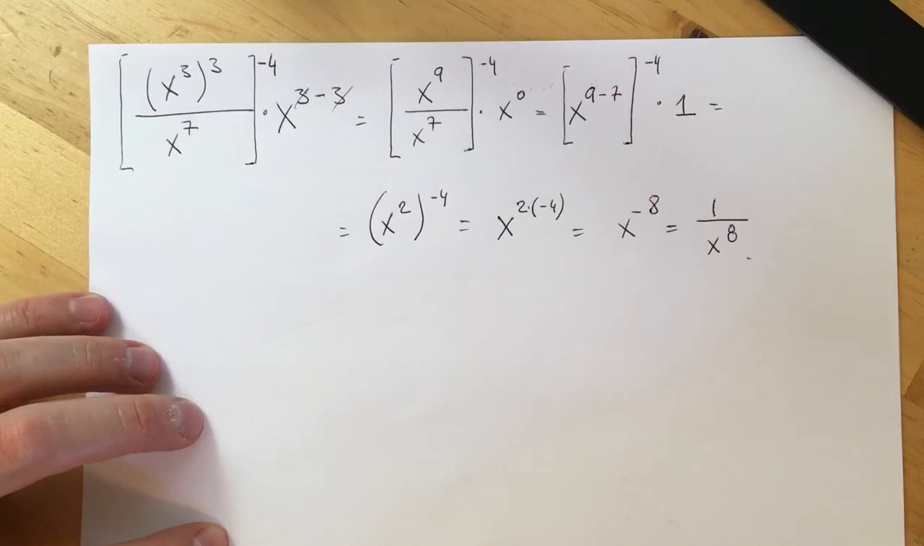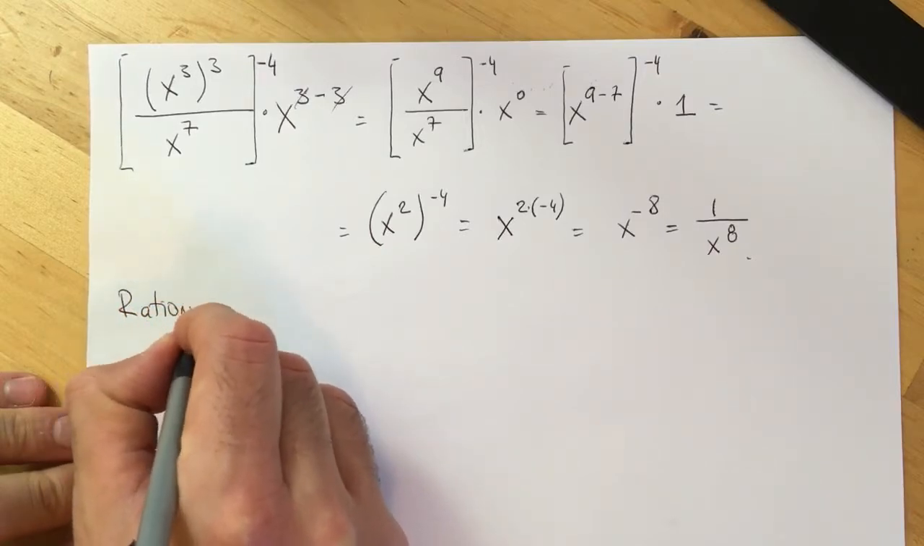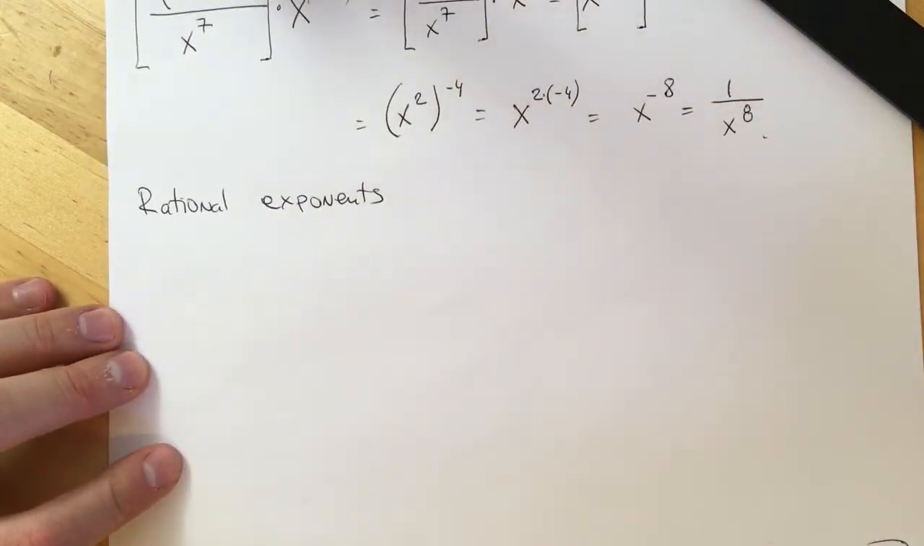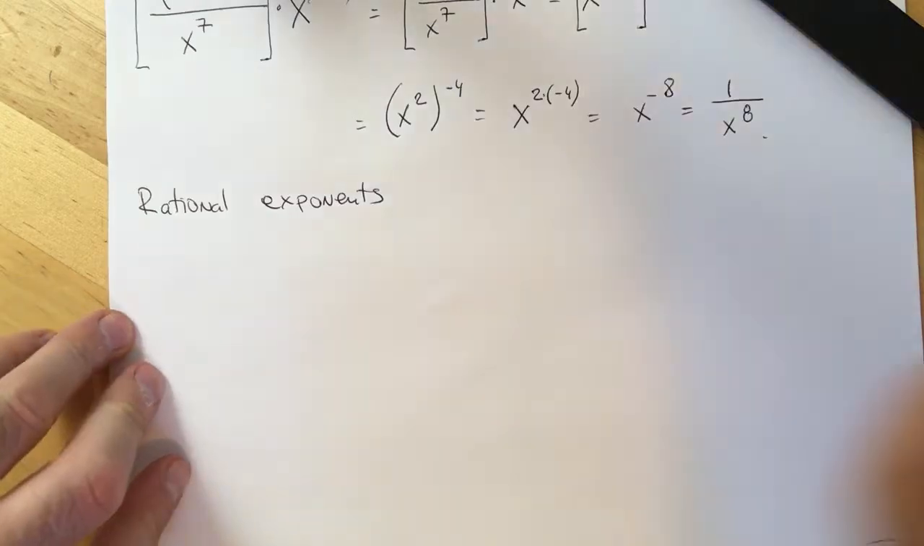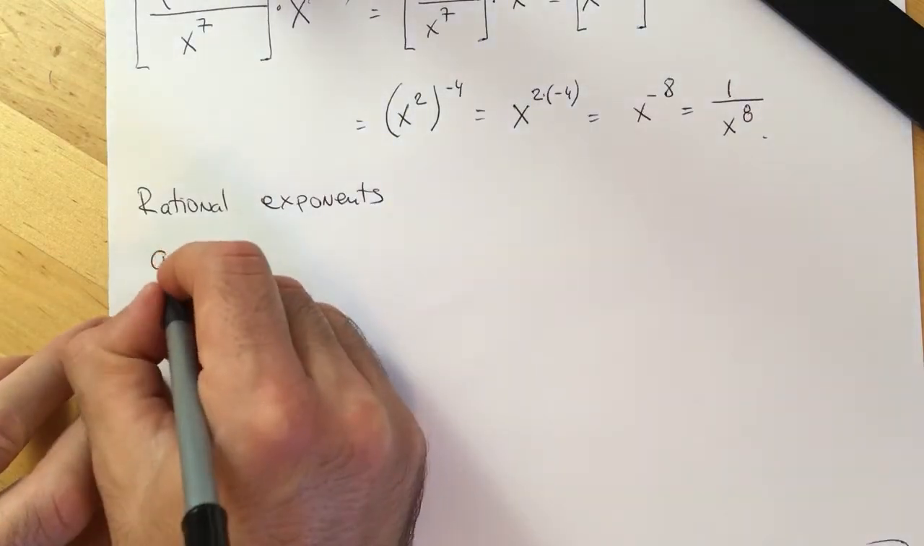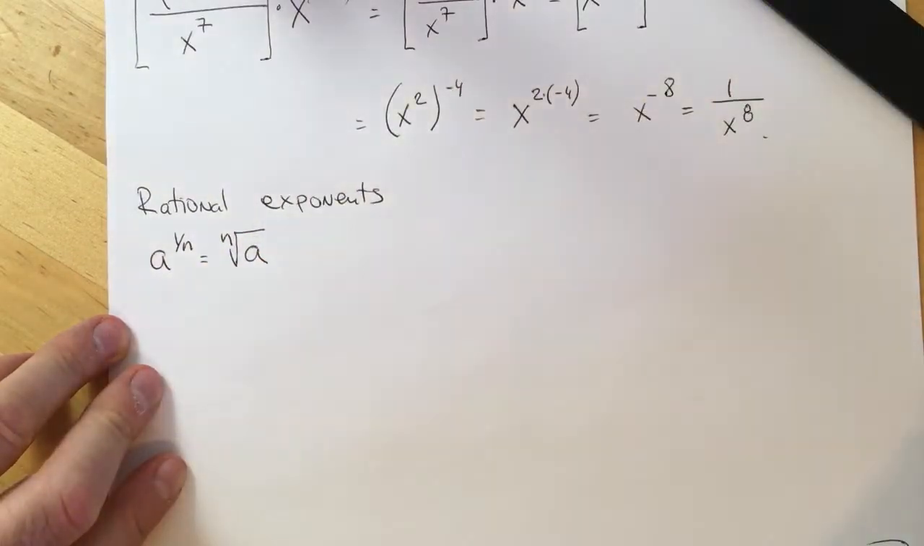Okay, so now we're going to go over rational exponents. And the rules for these are that a to power 1 over n is basically the nth root of a, as long as a is any positive integer.